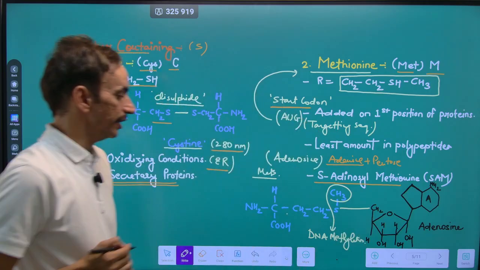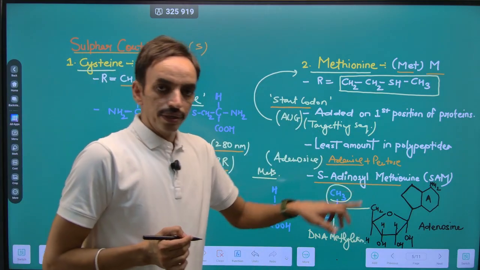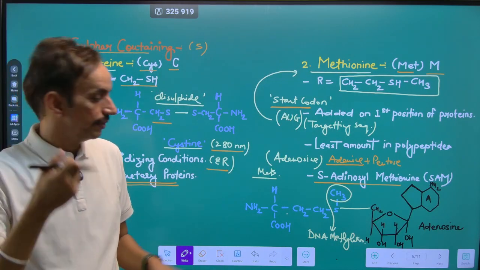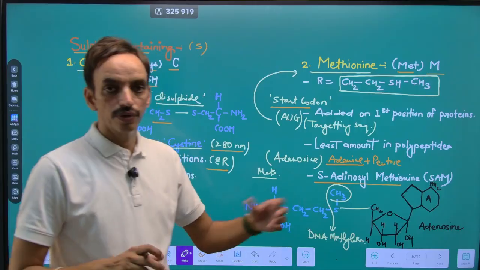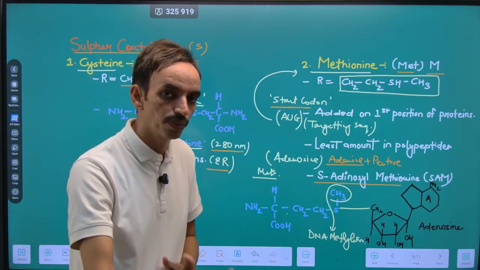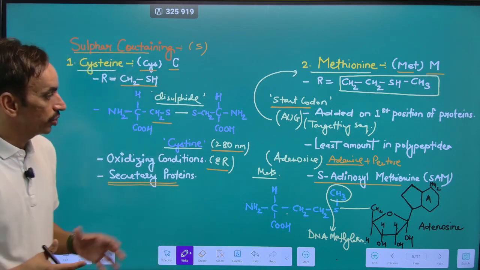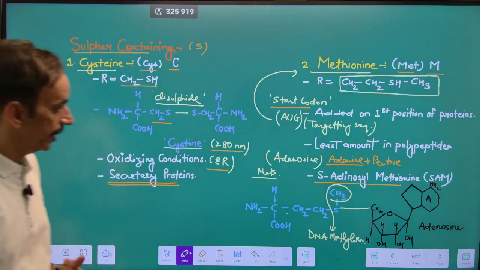So if there is an addition of adenosine to the methionine, it is now known as S-adenosyl methionine, which can act as a methyl donor, or which helps in the transfer of methyl group to the DNA, or which helps in the process of DNA methylation. So this is all about the sulfur containing amino acids.